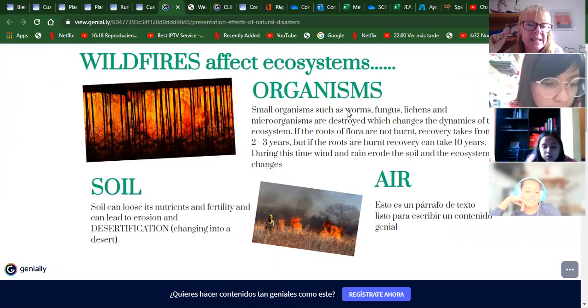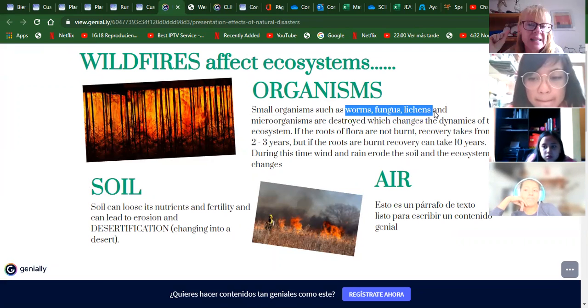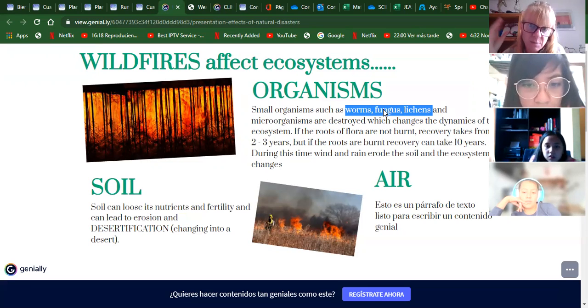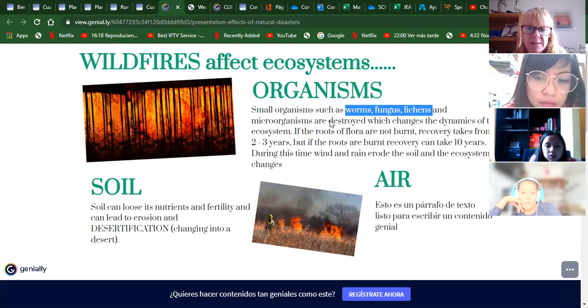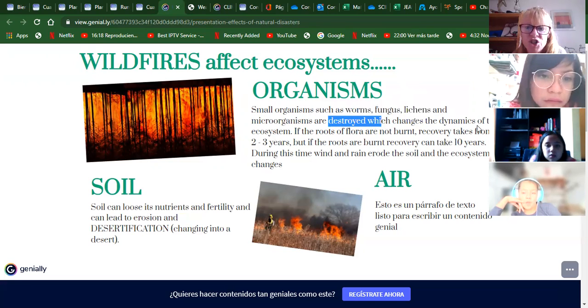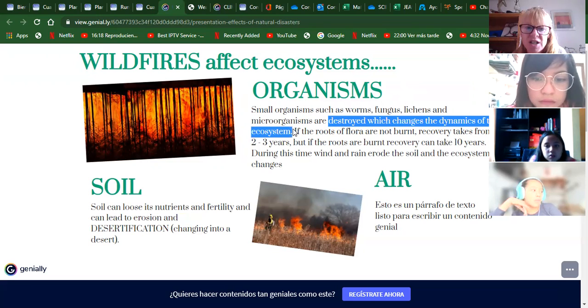Small organisms such as worms, fungus, lichens. Lichen is a small plant, very simple. Es una planta más sencilla, no necesita mucha agua, no necesita mucha alimentación. Es una planta muy sencilla, right? Fungus, we know, and worms. So there's a big fire. Worms, fungus, microorganisms, plants are destroyed, which changes the dynamics of the ecosystem, okay? You have a fire, it destroys everything, all the microorganisms, the balance is going to change.